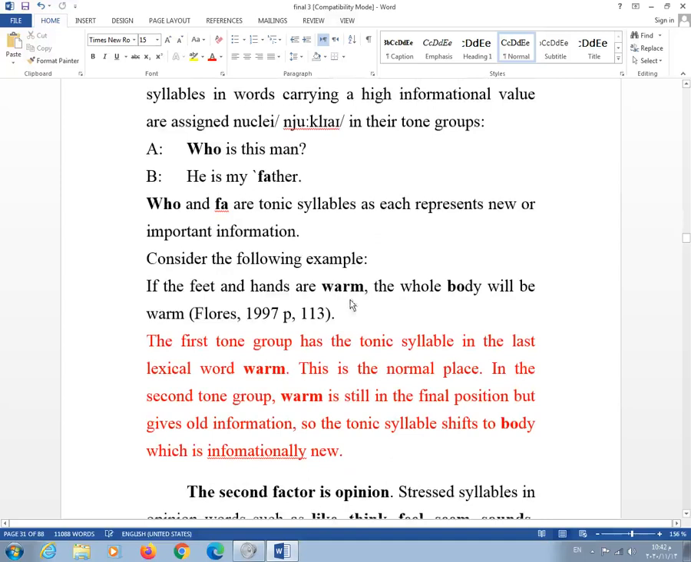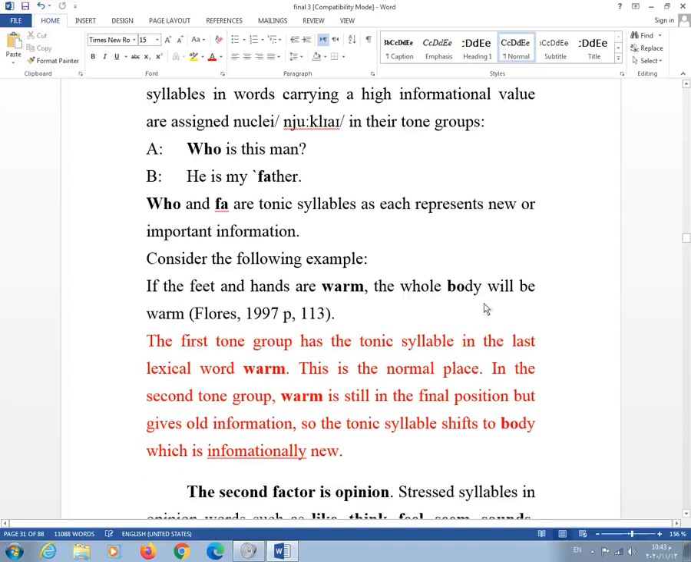If the feet and hands are warm, the whole body will be warm. Okay? The whole body will be warm. If you look at this, warm here and warm here. Warm in the first chunk or tone group is a tonic syllable because it gives important information. In the second, although it comes finally زيها زي المرة اللي فاتت, it's not important. It's mentioned before. What's new is the word body. So body here, although it doesn't come finally, becomes the tonic syllable. It becomes the focus word, and the ba is the tonic syllable, although the word doesn't come finally زي ما القاعدة بتقول لنا.